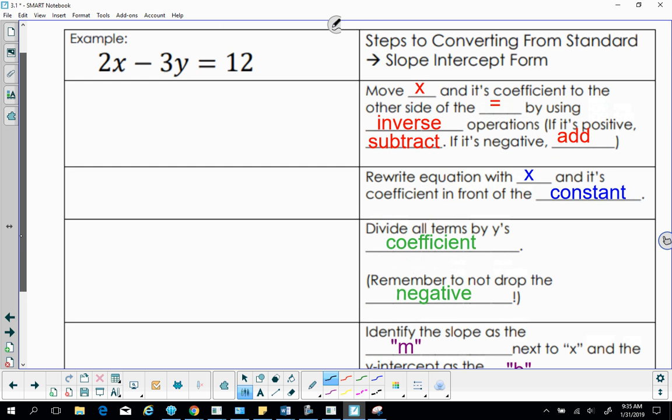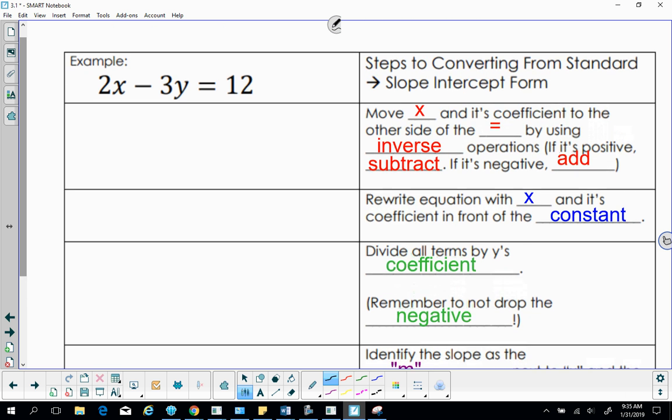So first thing I'm going to do is highlight, or you can put a box around the letter that we want by itself, which is always going to be Y for today. Because today we're going to go from slope standard to slope intercept order. So first we're going to put a box, or you can put a heart around it, or put it in a different color. Why? Because Y is what we want to get by itself.